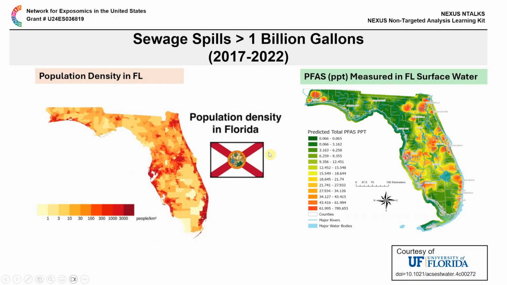Also, if you look at the population density of Florida, that also maps with where sewage spills occur and where PFAS exposure is highest in terms of surface water levels. And so population dense centers may be a convoluted parameter with sewage spills, but you can see that there are hotspots linked to populations and sewage release.